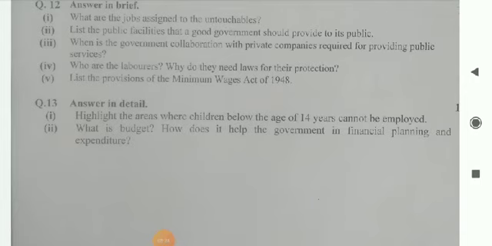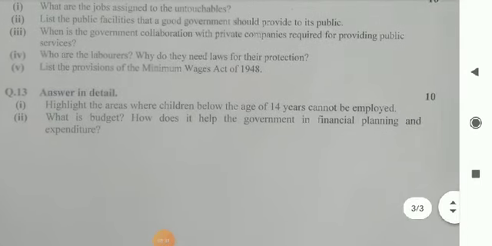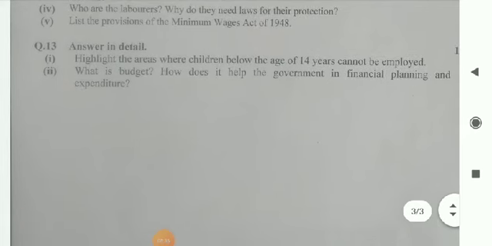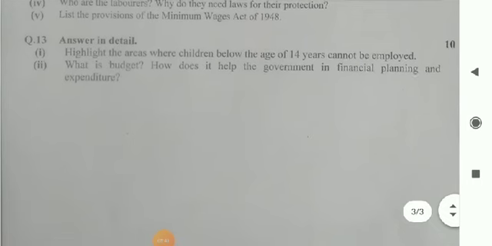Question number 13, detailed answer is there. It will contain 10 marks. Two questions are there. Highlight the areas where children below the age of 14 years cannot be employed, the areas where children under 14 are not allowed to work in any way. So which areas are they? This is a very simple question. You can write them down and you can get complete marks.